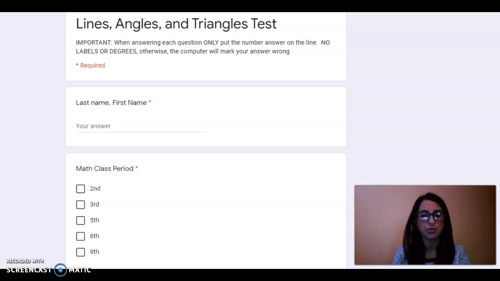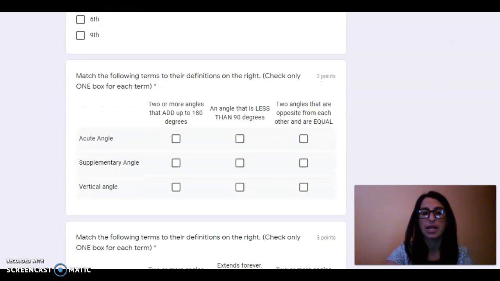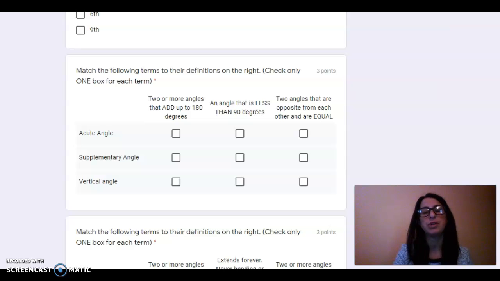Okay, so first of all, you should have your last name, then your first name, and then please check your math class period, 2nd, 3rd, 5th, 6th, or 9th. All right. Next question, match the following terms to their definitions on the right. Check only one box for each term.